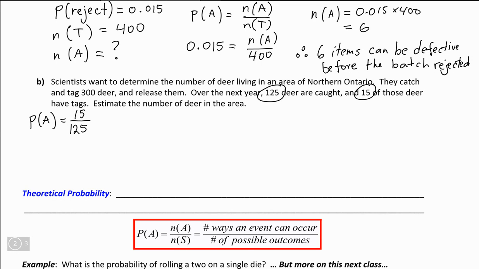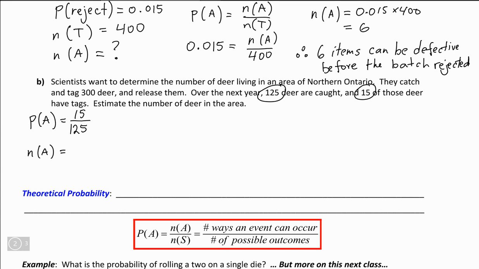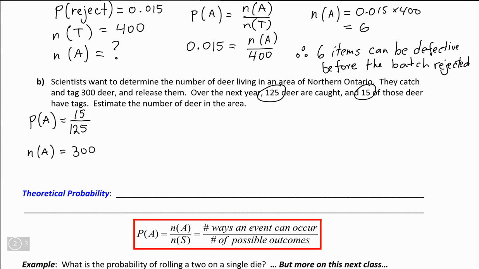So that is the probability of P of A. Okay. Now, N of A. How many deer are tagged in total? Well, 300. Okay, so there's 300 of them. What about n of t?